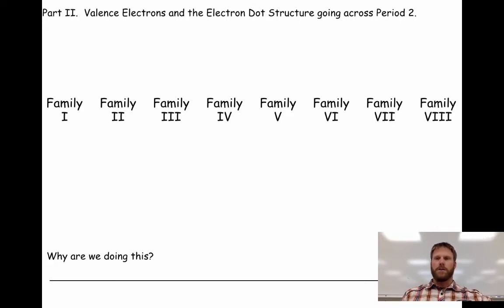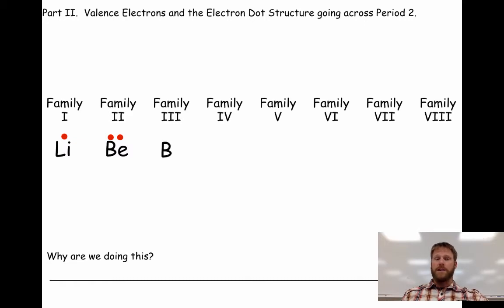So if we look at period number 2, family number 1, the first column, there's lithium. It's in the first family. It only has 1 valence electron, so it will get 1 dot in its electron dot structure. Family number 2 would have 2 valence electrons. It gets 2 dots representing the 2 electrons in the s orbital.